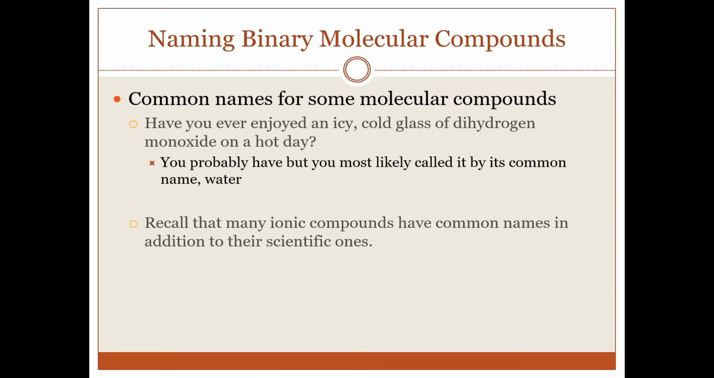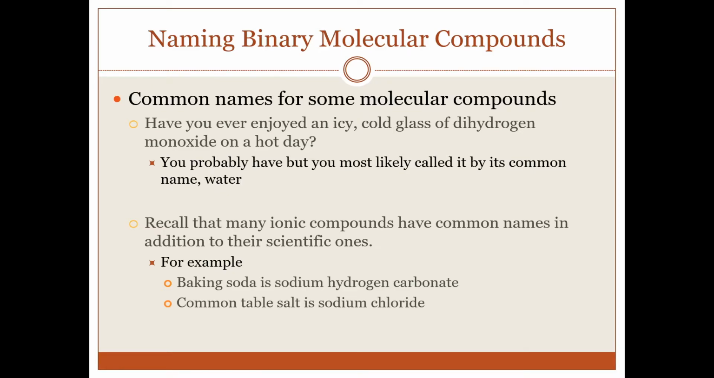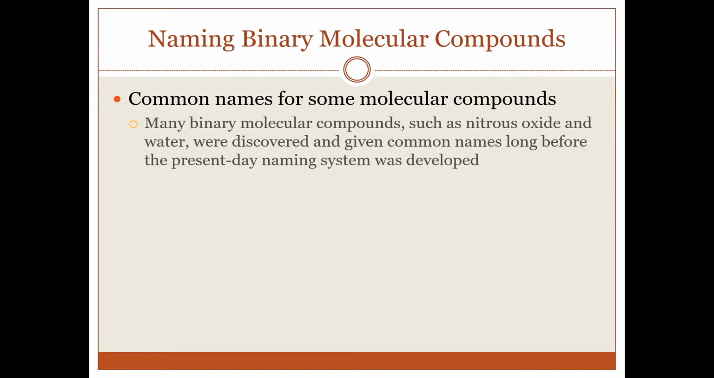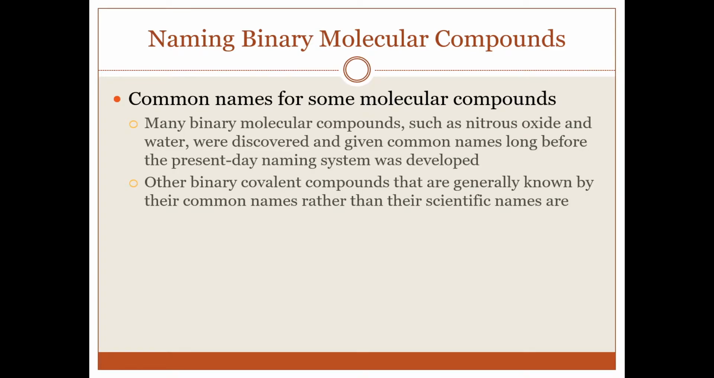So recall that many ionic compounds have common names in addition to scientific ones. For example, baking soda is also called sodium hydrogen carbonate, and common table salt is called sodium chloride. Many molecular compounds that we know today, such as nitrous oxide or water, were already given names previously before the present-day naming system was developed. So that's why we have many different names for the same thing. Other binary covalent compounds are generally known by their common names rather than their scientific ones. Some of them are going to be ammonia, that's NH3, hydrazine, N4H4, nitric oxide, NO.